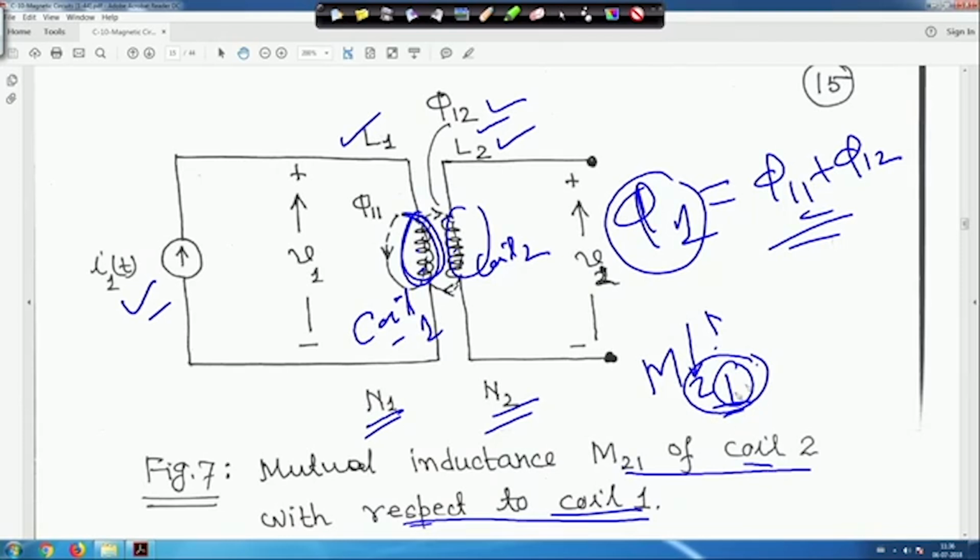So this is the meaning of the suffix 21: the mutual inductance M21 we are writing here is of coil 2 with respect to coil 1.